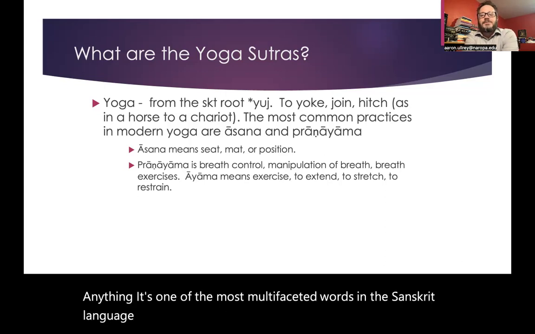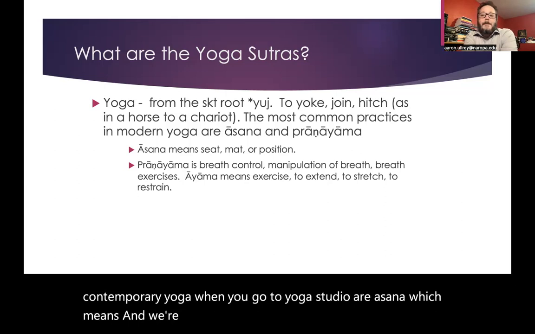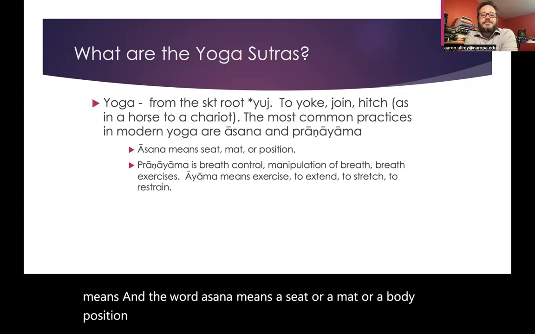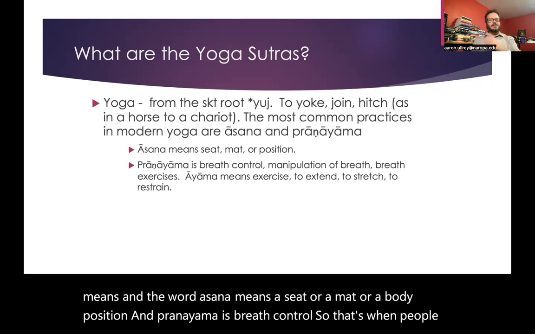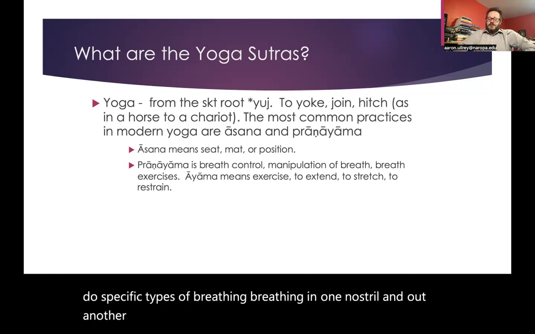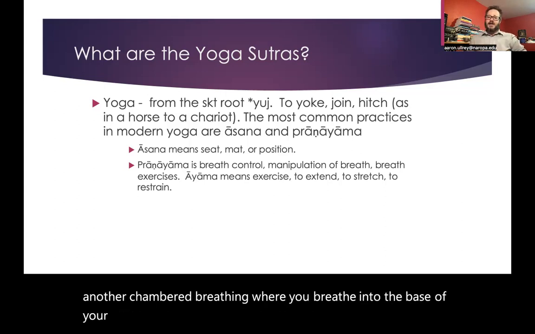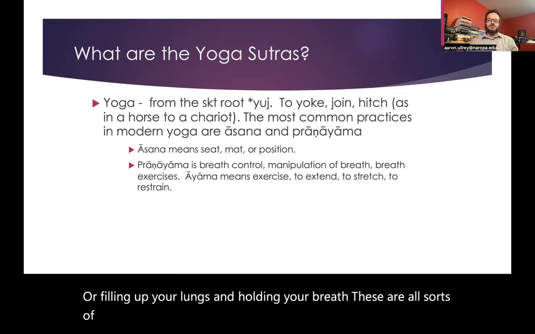So the most common practices that we see in contemporary yoga when you go to a yoga studio are asana, which means a seat or a mat or a body position, and pranayama, which is breath control. So that's when people do specific types of breathing, in one nostril and out another, chambered breathing, where you breathe into the base of your stomach and manipulate it with your diaphragm, or filling up your lungs and holding your breath. These are all sorts of different breath techniques that people use in contemporary yoga.